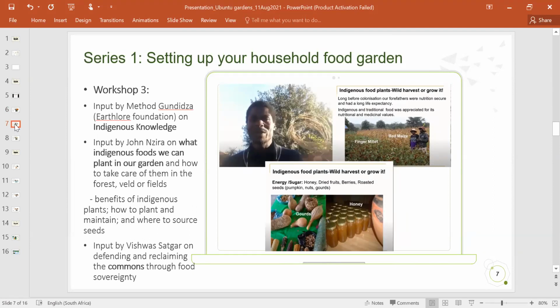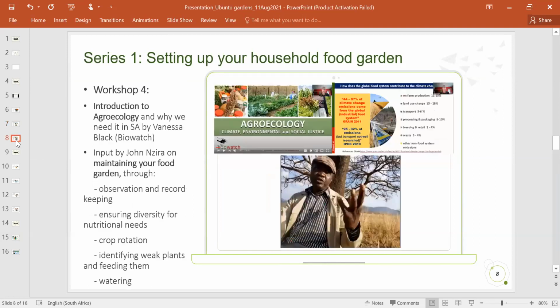And then we had input from John and Nzira on what Indigenous foods we can plant in our garden and how we can take care of them in the forest, veld, or fields. Also looking at the benefits of Indigenous plants, how to plant and maintain, and where to source seeds. And then we ended off with input by Vish on defending and reclaiming the commons through food sovereignty. And on the right here are just some examples of the slides in each of those workshops.